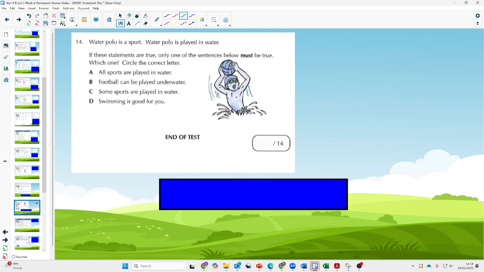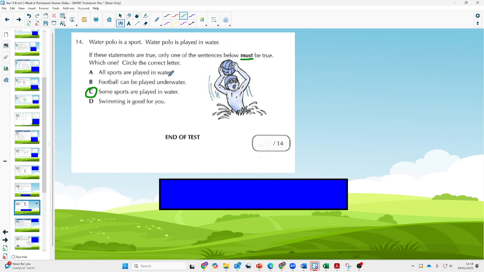Let's have a look at 14. Water polo is a sport. Water polo is played in water. So the fact that water polo is a sport and it's played in water means that the statement that we're looking at here to be true must be C, because some sports are played in water and that is water polo. So it's relying on the information that we're given.